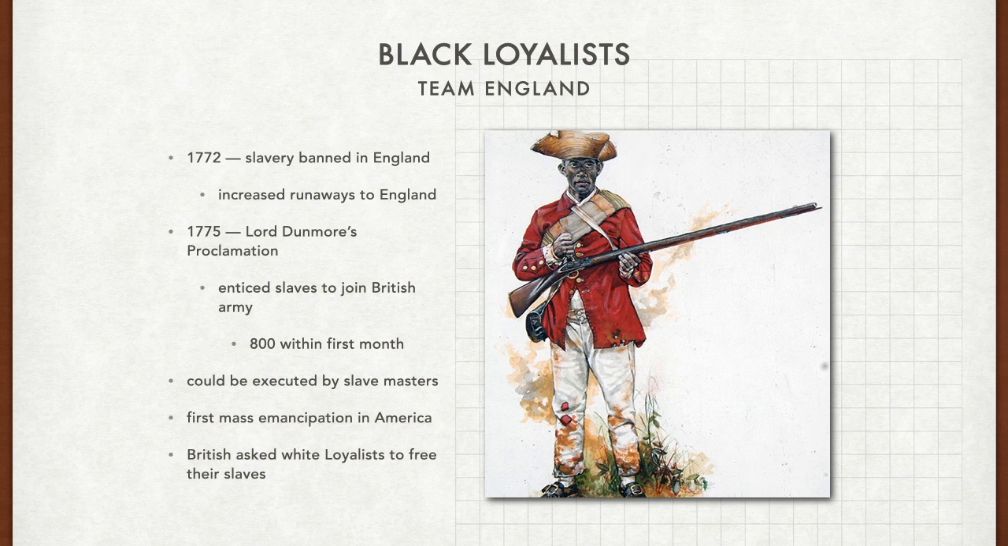So the Black Loyalists joined the British because partly the British have had a history of not having slavery in their own country, right? Even though they had slavery in the colonies and other places, they didn't have it in England, right? In 1772, slavery was outlawed in England within its borders.